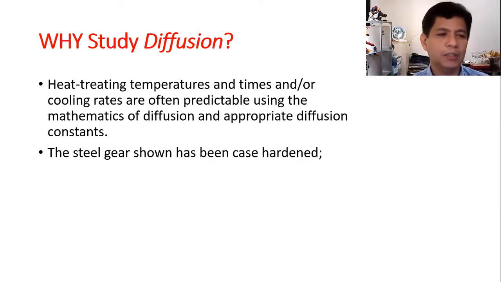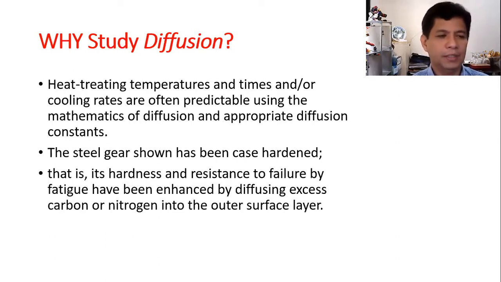Yun. Sinasabi dito, the steel gear shown has been case hardened. Yung outer surface niya, hini-heat treated siya, and then, anong nangyayari doon, pag mataas ang temperature, yung carbon atom, pumapasok doon sa iron crystal, kaya mas tumitigas yung surface niya, nung gear. That is, its hardness and resistance to failure by fatigue have been enhanced by diffusing excess carbon or nitrogen into the outer surface layer. I hope you're getting this, ano? I hope you're imagining this.